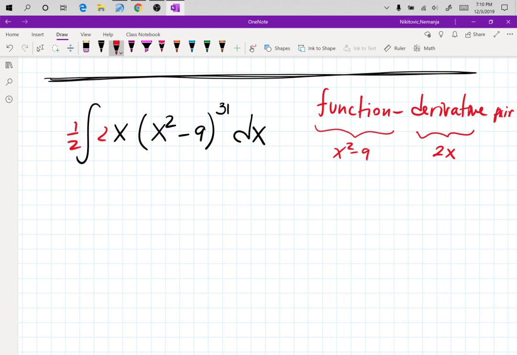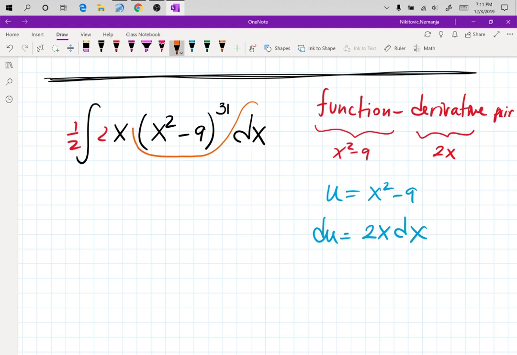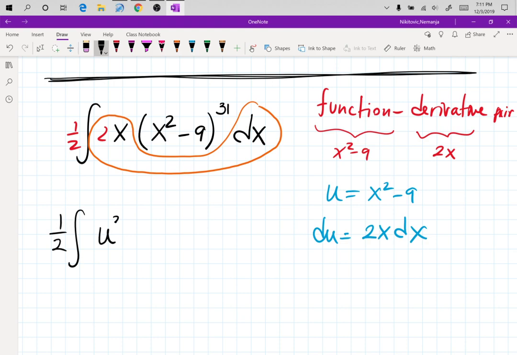Now, before you scream, well, we ignored 31. Yeah, we did. U equals a function. Du equals 2x dx. And now it's time for the peanut. There we go. That's all of that mess is your du. 1/2 integral u to the 31 du.